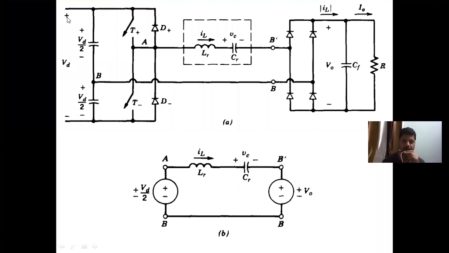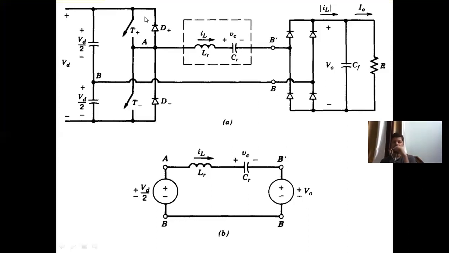If the inductor current is positive, then either T plus will conduct or D minus will conduct. Whereas if the inductor current is negative, then either T minus will conduct or D plus will conduct. If T plus is on, current will flow through T plus and the inductor. If T plus is off, then the inductor current will flow through the diode D minus. Similarly, if the inductor current is negative and T minus is on, it will flow through T minus. But if T minus is not on and the inductor current is negative, it will flow through D plus.